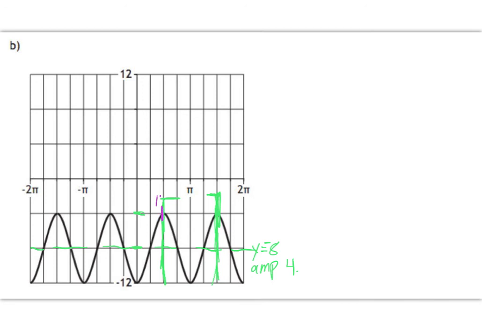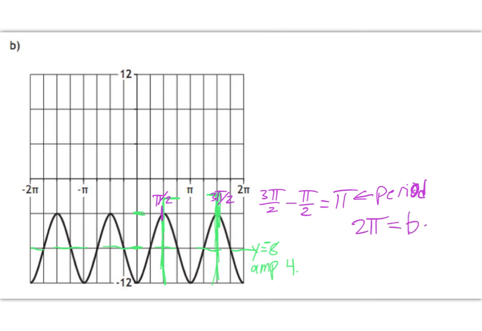Here we're going from pi over 2 to 3 pi over 2. When I subtract those two, we end up getting 2 pi over 2, which is pi. That's my period. And we know that based on the same equation we've been using the whole time, 2 pi is b times the period. Based on what we just figured out, b is going to be 2.